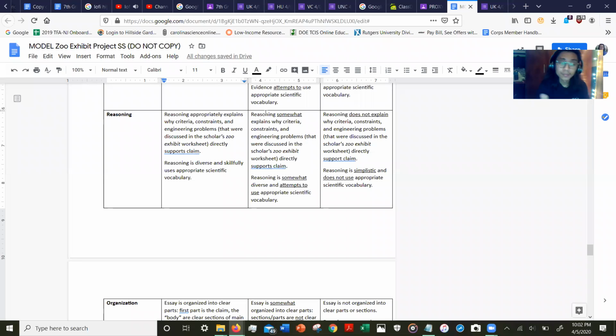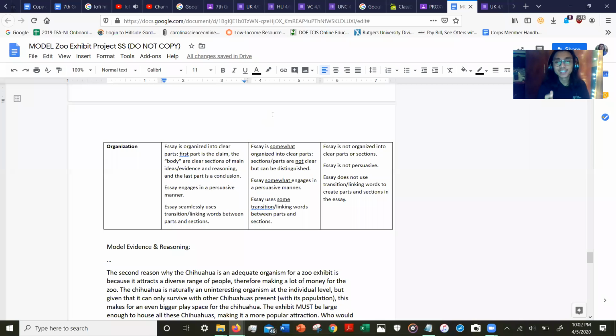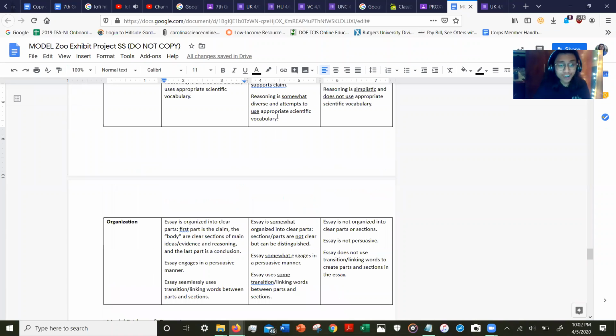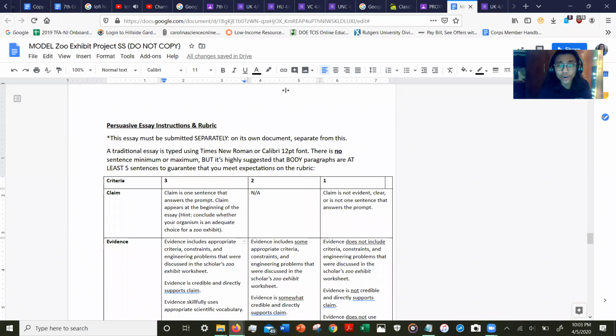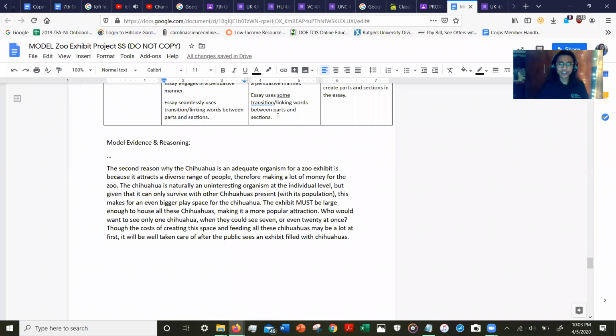Reasoning is why this piece of evidence makes your claim stronger, and organization is that this essay is organized in very clear parts. I have my claim, one sentence, a lot of arguments, and then a conclusion. That's it. There are transition words. I know you're arguing for your claim, which makes it persuasive. If you got all this that I've just said, you got yourself a 3 and a perfect score. I have a model down here that'll make things clear. It is a model of a paragraph that is a good 3 paragraph.